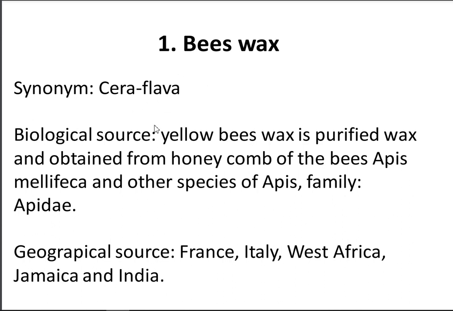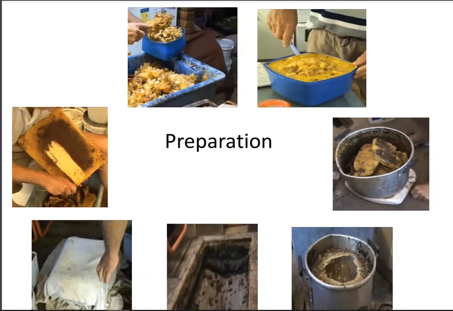This beeswax is a purified wax obtained by melting the walls of honeycombs of the bees Apis mellifica and other species of the family Apidae. The walls of the honeycombs are melted in order to obtain beeswax. Another synonym is Cera flava. It belongs to family Apidae. The geographical sources are France, Italy, West Africa, Jamaica, and India. These are the main sources from where beeswax is obtained.